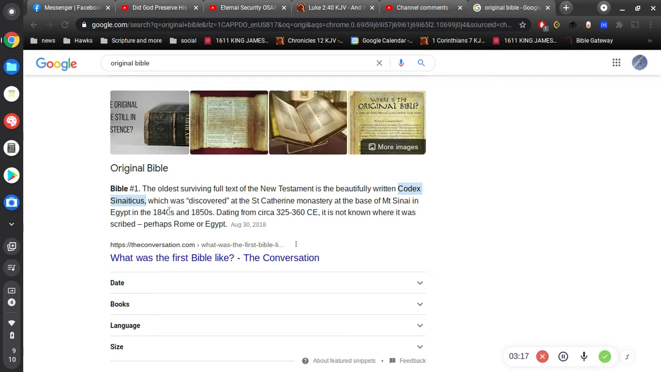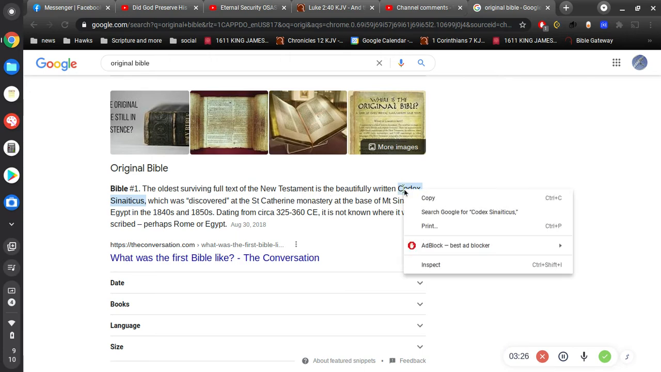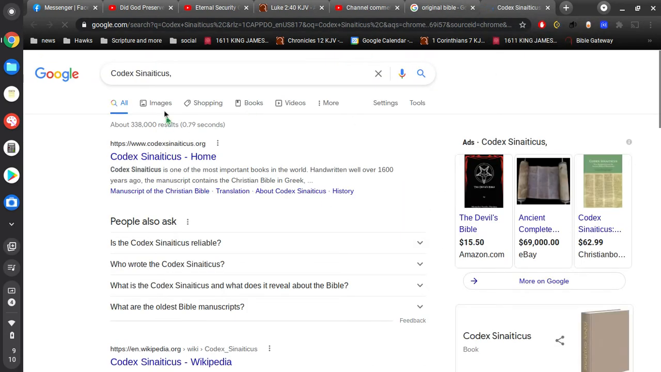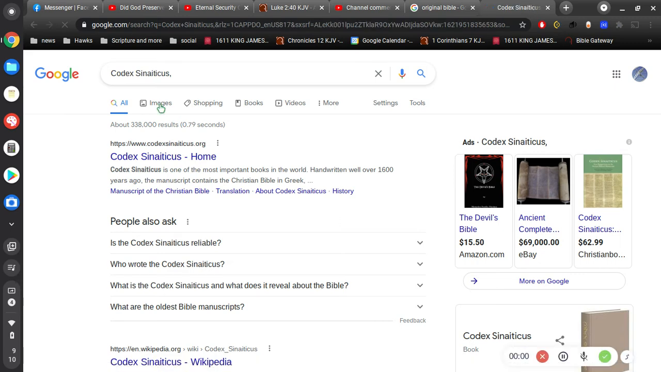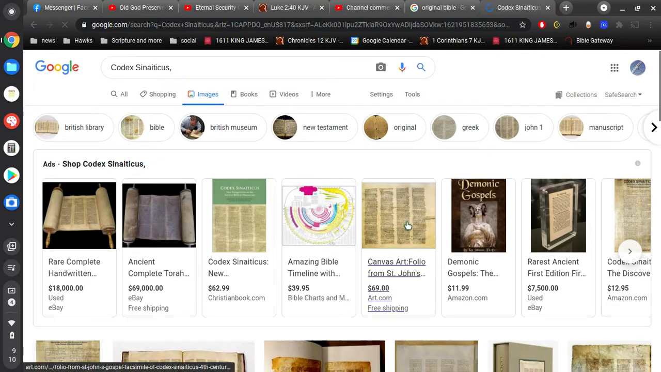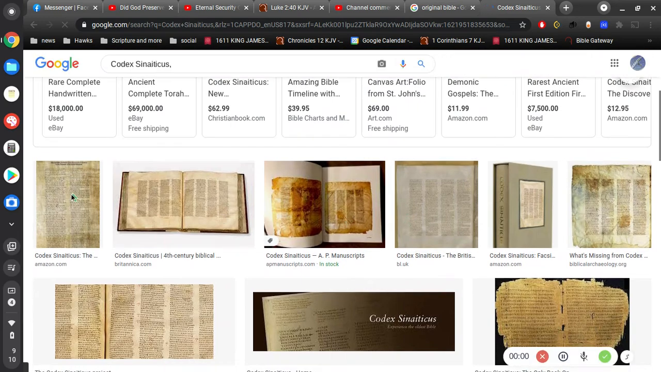And then it says Mount Sinai in Egypt. So I got a problem with that. Okay, first of all, let's take a look. I want to read a couple of chapters of the Codex Sinaiticus. All right. And just so you got an idea here, let's go to this one.